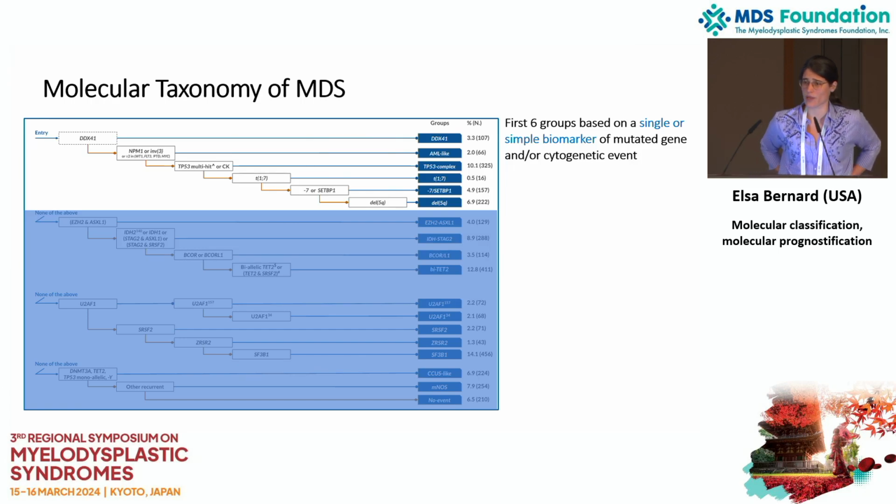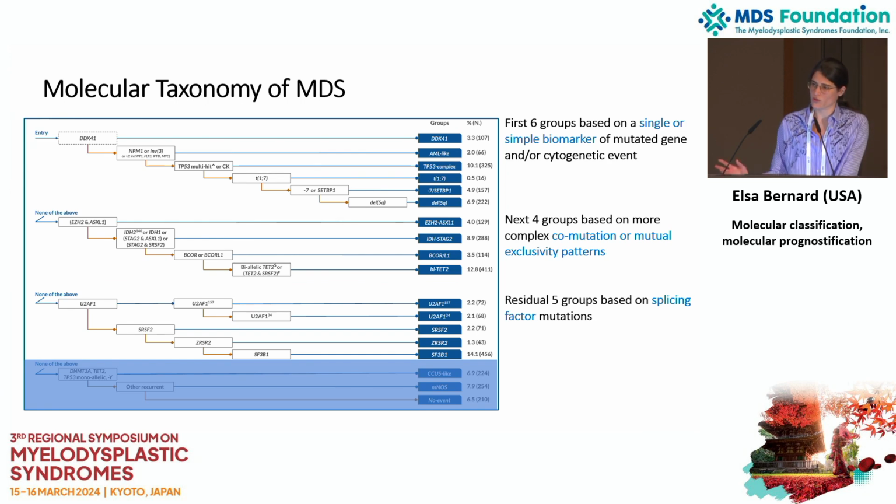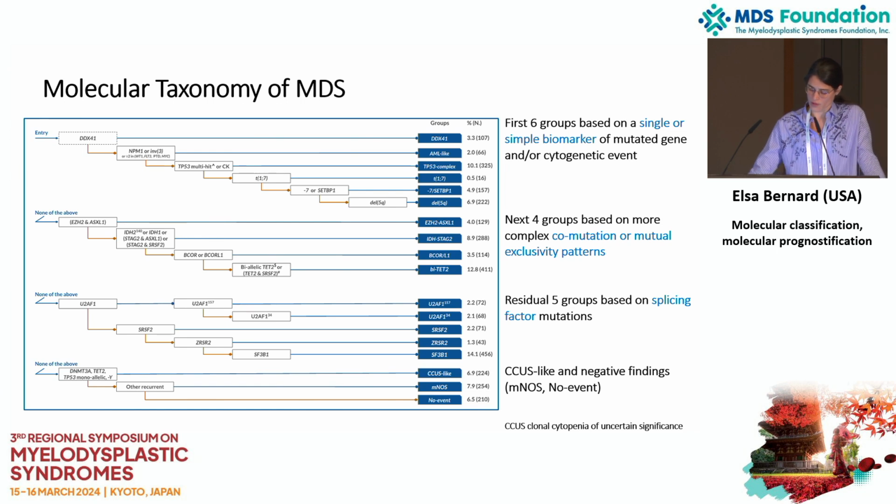The first 6 groups were based on simple biomarkers, and these were the subtypes defined by DDX41, AML-like, TP53 complex, derivative chromosome 17, a minus ZRSR2 subtype, and a del5q subtype. The following 4 groups were more complex, with a higher number of mutations per patient and based on more complex rules of co-mutations. Those groups were EZH2-ASXL1, IDH-STAG2, BCOR-BCORL1, and biallelic TET2. The following 5 groups were residual groups based on the residual presence of splicing factor mutations in U2AF1, one of the 2 hotspots, SRSF2, ZRSR2, and SF3B1. Last, we had a group called CCUS-like for clonal cytopenia of uncertain significance, as well as the negative findings groups, not otherwise specified and no event.